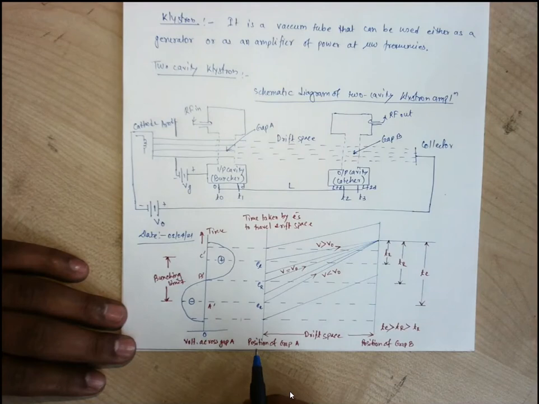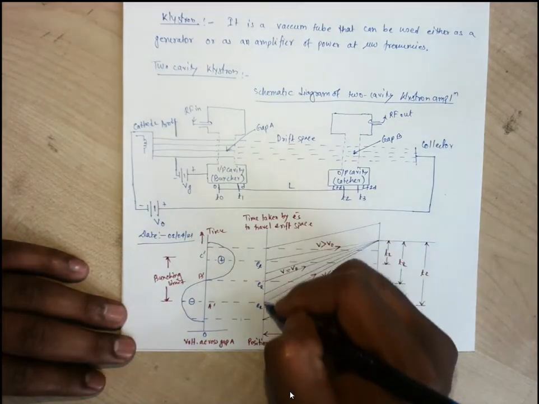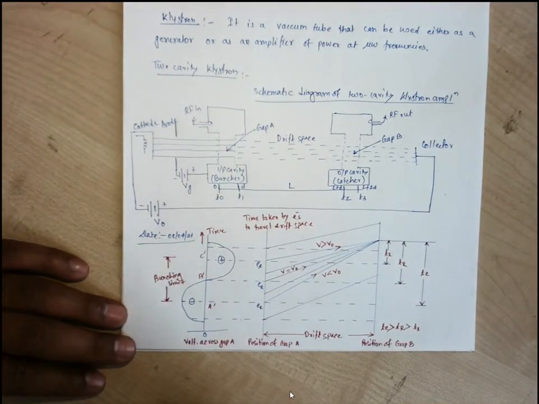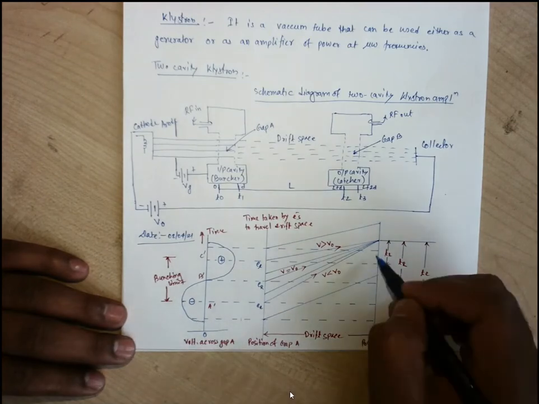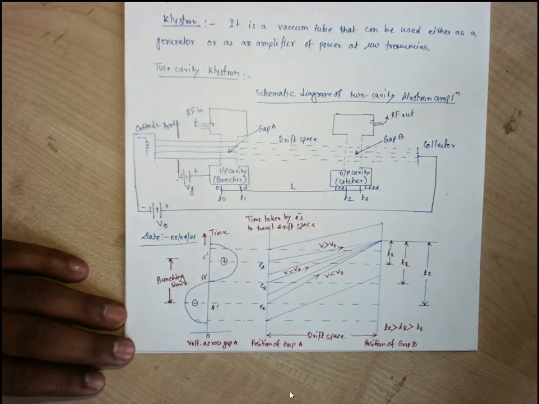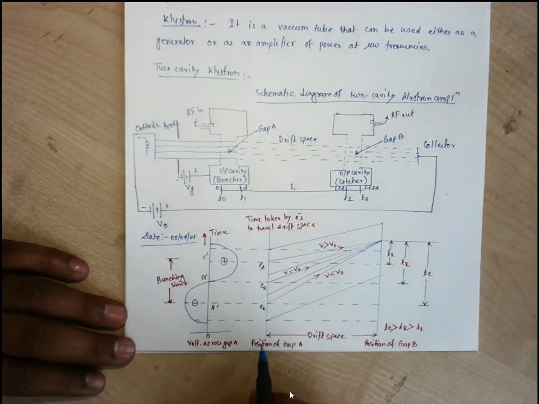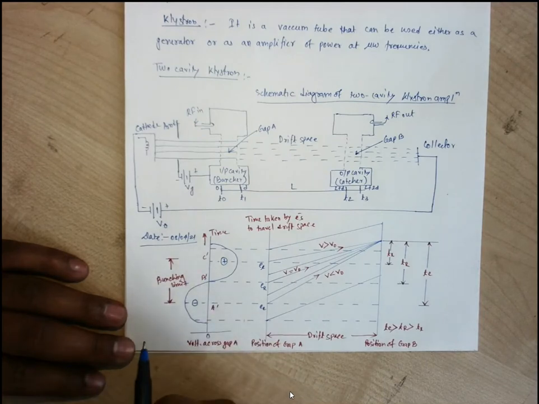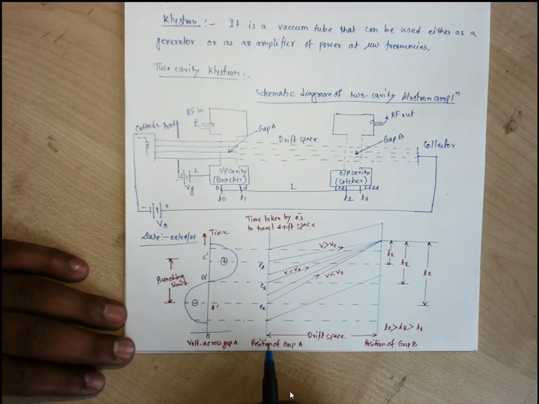So this is the position of gap A, where they have been affected by this potential, and the bunch appears at gap B. This is gap B. Clear? At this gap they interact with this RF input. At gap A, some are denoted as early electron, reference electron or late electron. But when they reach gap B, all of them together form the bunch.